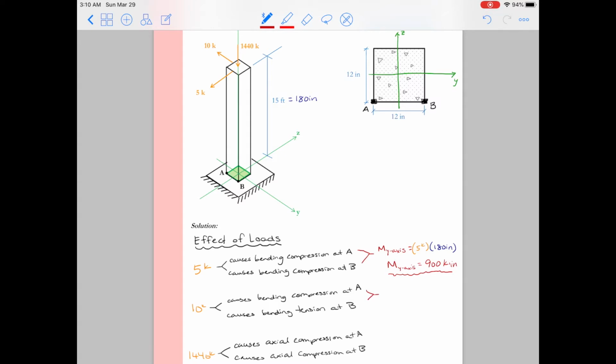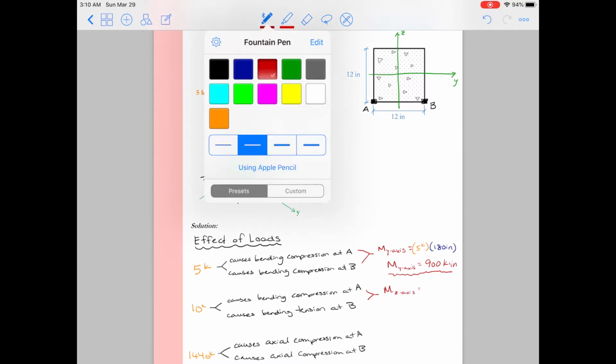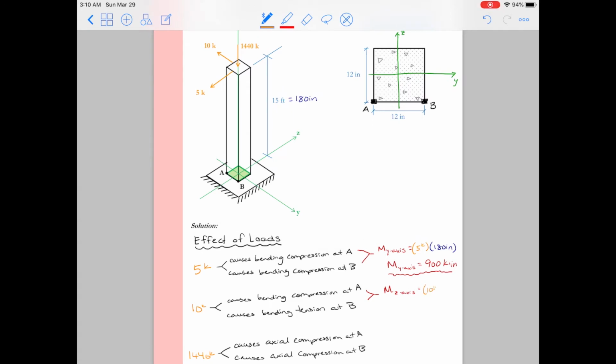I'll repeat this process for the 10 kip load. So the 10 kip load we said was bending about the z-axis. What that means is, on that cross-section AB, the z-axis is our neutral axis. So the moment about the z-axis is 10 kips times 180 inches, or 1800 kip inches.